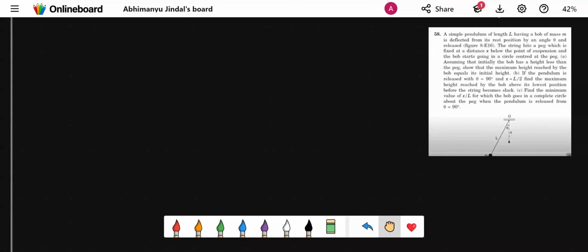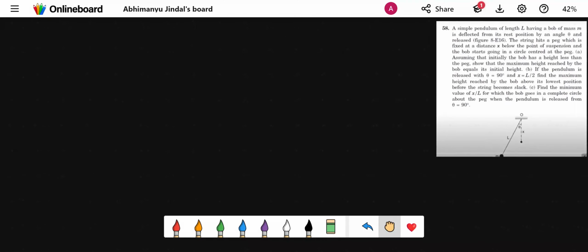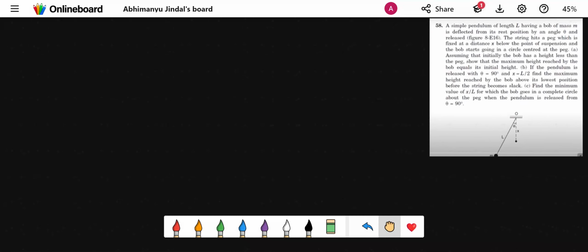The question states that a simple pendulum of length L having a bob of mass m is deflected from its rest position by an angle theta and released. The string hits a peg which is fixed at a distance x from the point of suspension, and the bob starts going in a circle centered at the peg. The first part: assume that initially the bob has a height less than the peg. Show that the maximum height reached by the bob equals its initial height.